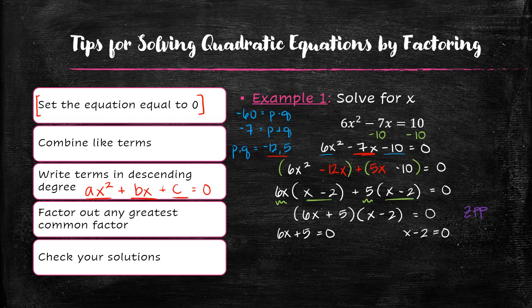And now we solve both of these. So of course the one on the right is easier. All we need to do is add 2 to both sides, and we'll get x is equal to 2. That's one of our solutions.